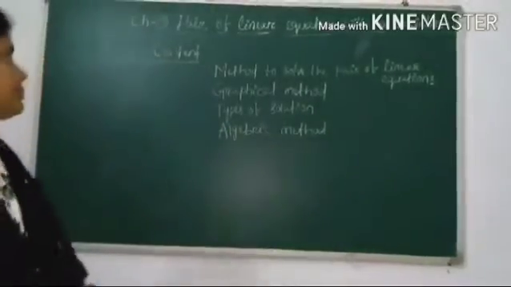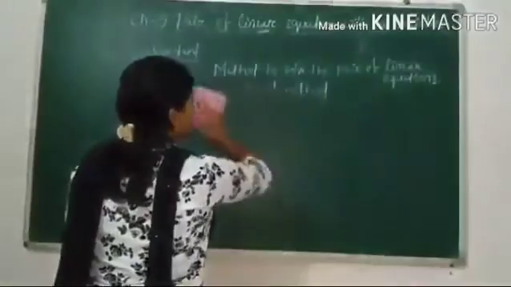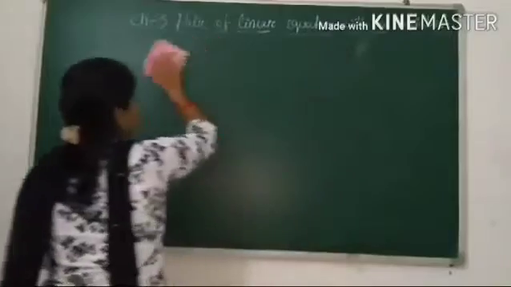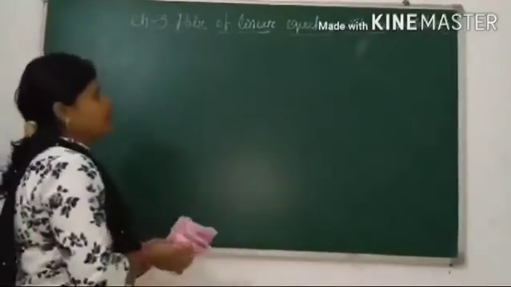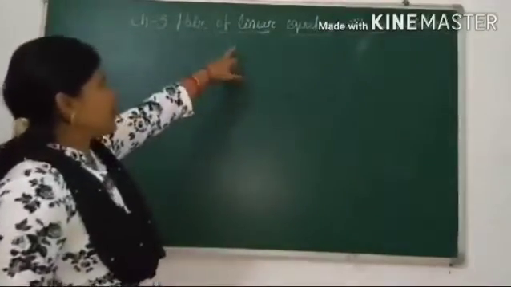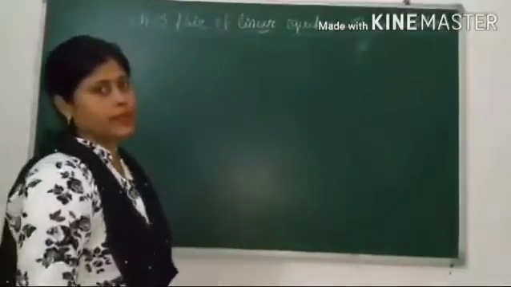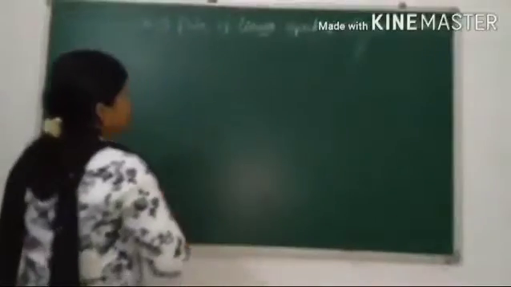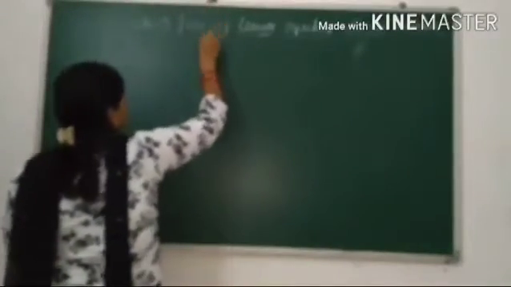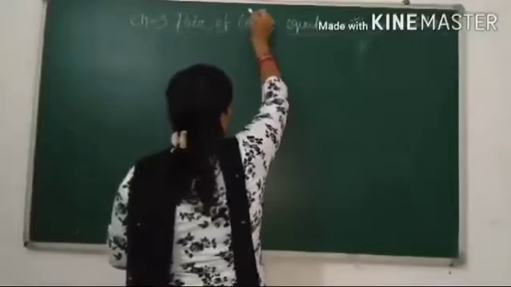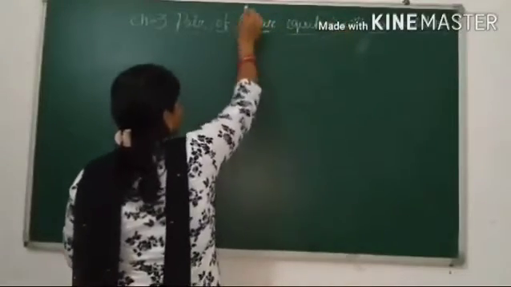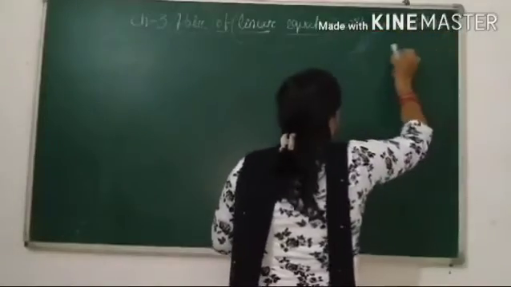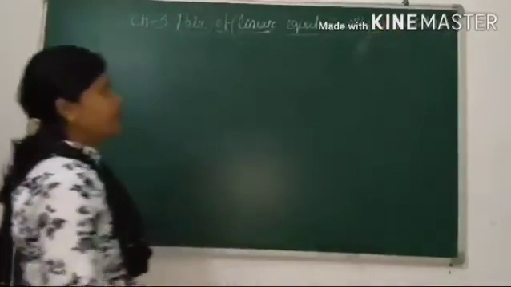These are the contents we are going to cover. So your chapter name is pair of linear equations with two variables. The name consists of three parts. One is pair, another is linear equations, and the third one is two variables.